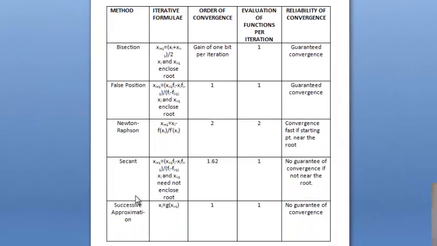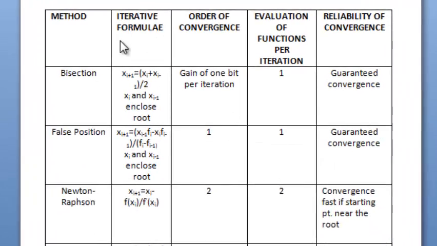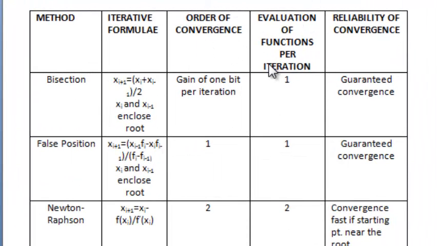Here we compare 5 methods which are bisection method, false position method, Newton-Raphson method, secant method and successive approximation method, on the basis of iterative formula, their order of convergence, evaluation of functions per iteration, and reliability of convergence. Here the main basis of comparison of the various iterative methods presented in this table are the rate of convergence, the amount of computational effort per iteration, and the sensitivity of the method to the starting value and the intermediate values. Let us begin with the first method, which is our bisection method.